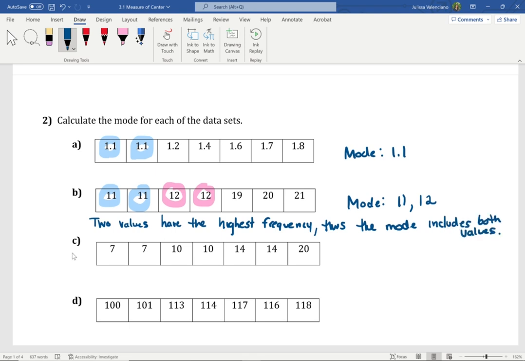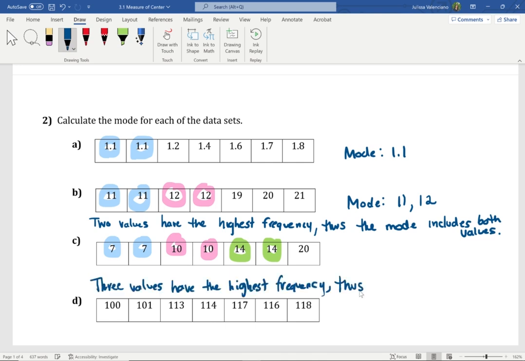Let's go ahead and consider the data values that we have in part C. We have 7, 7, 10, 10, 14, 14, and 20. Notice 7 repeats twice, 10 shows up twice, and 14 also shows up twice. Here we have 3 values with the highest frequency. What's going to be our conclusion? Our conclusion is that, thus, there is no mode. Finding the mode would be none. When you have 3 values with the highest frequency, we say there's no mode.